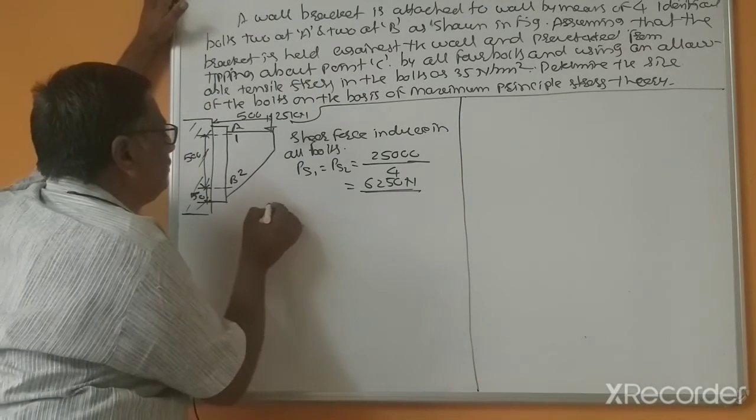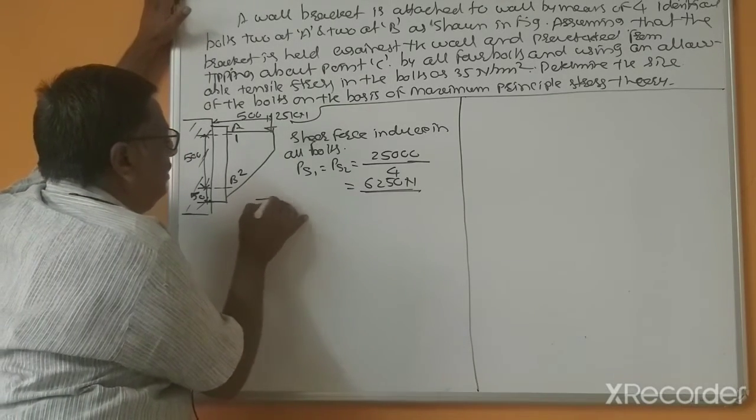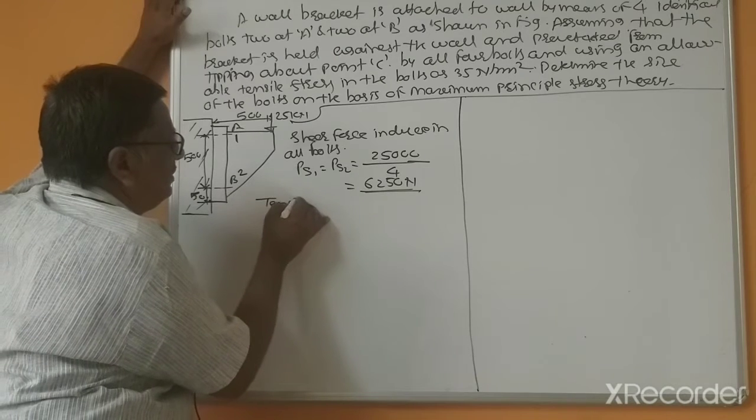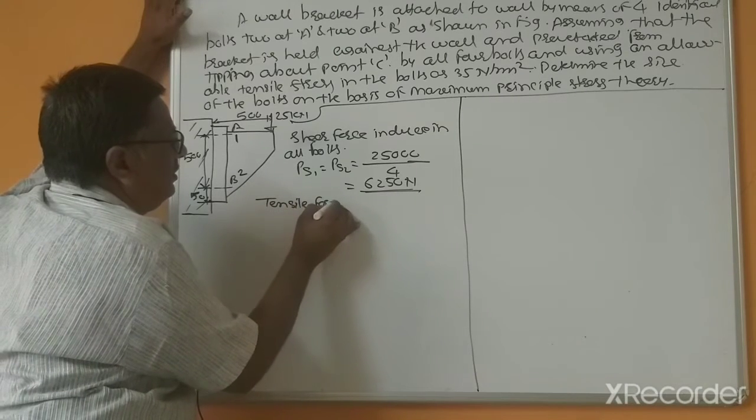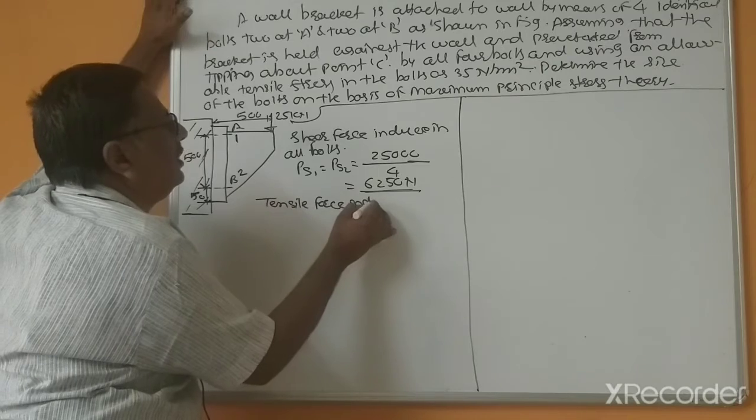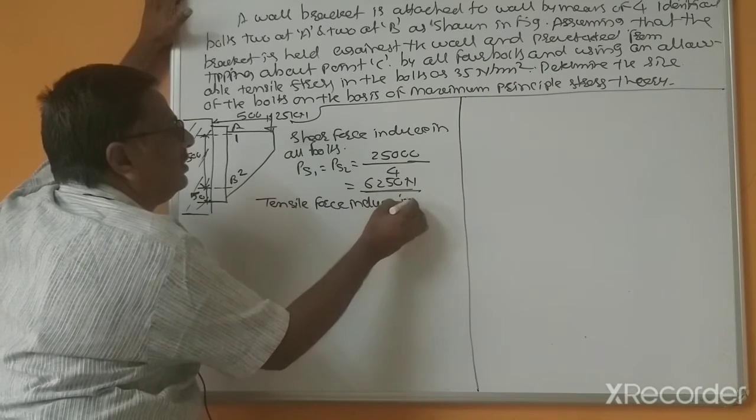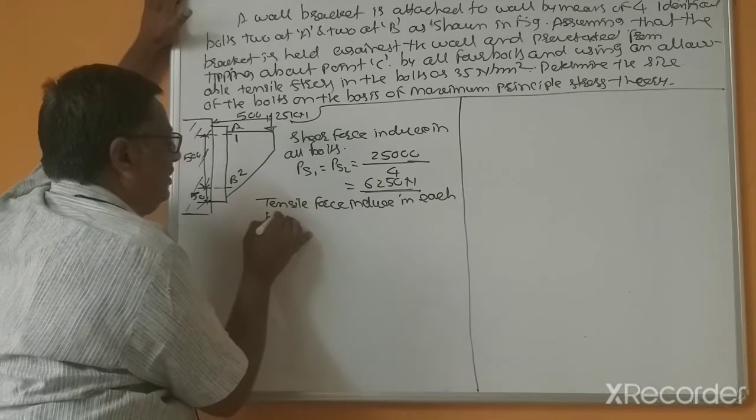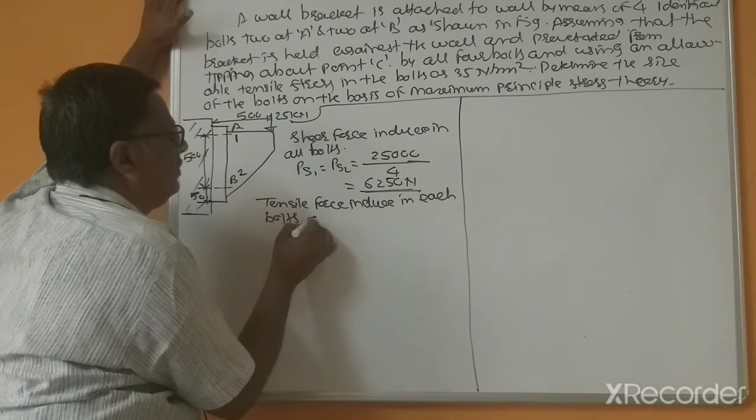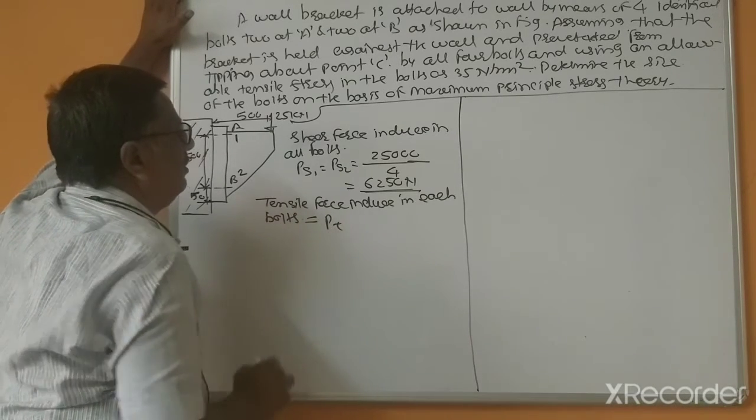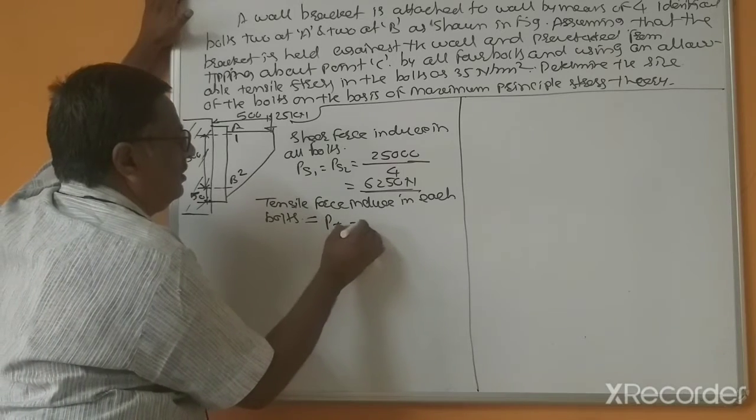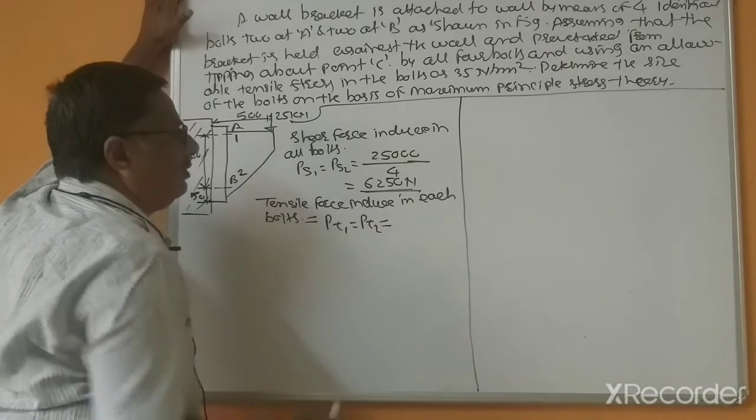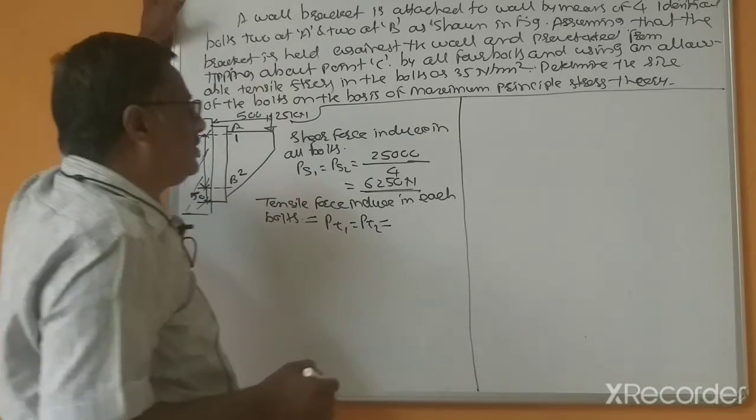Now the tensile force induced in each bolt, suppose this is PT1 equal to PT2. So what is the formula?